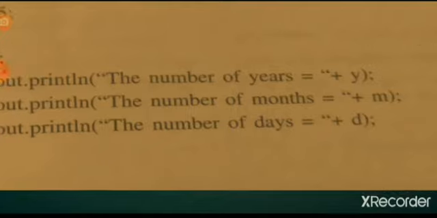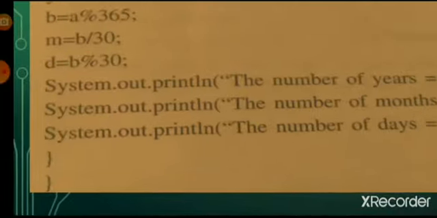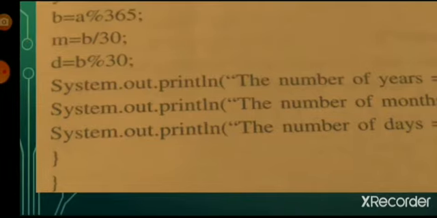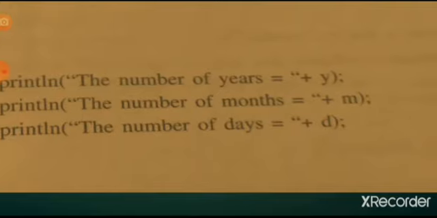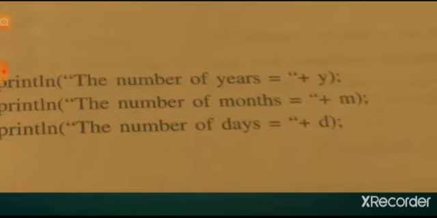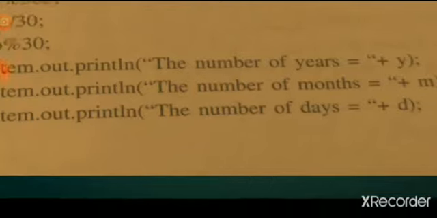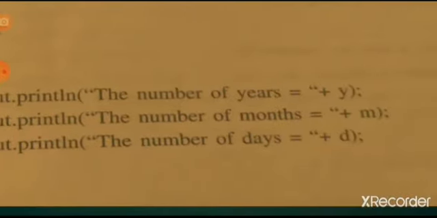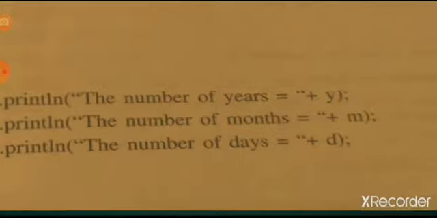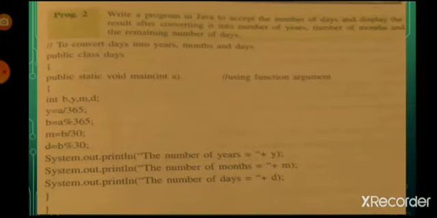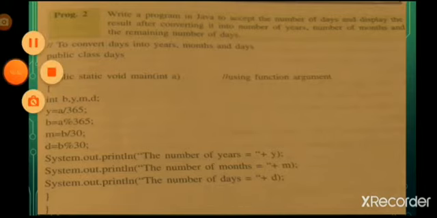Okay, next printing statement, we'll come to the next line. System.out.println, again "the number of months" as it is, it will print, and which is stored by the variable m. And the third printing statement is the number of days, which is stored in the variable d. Okay, so this is the program by the function argument.